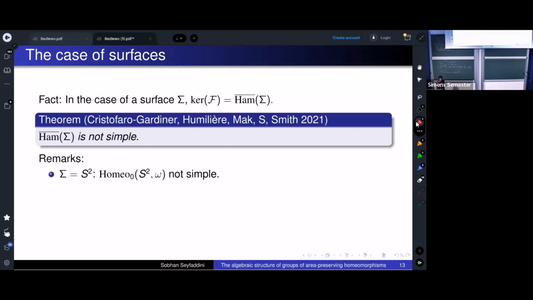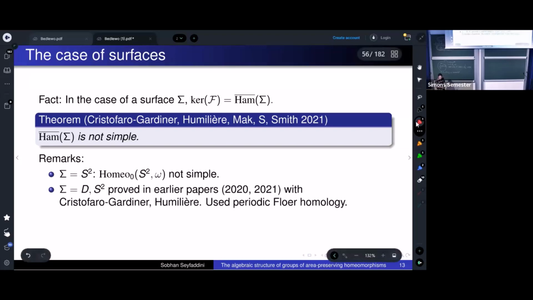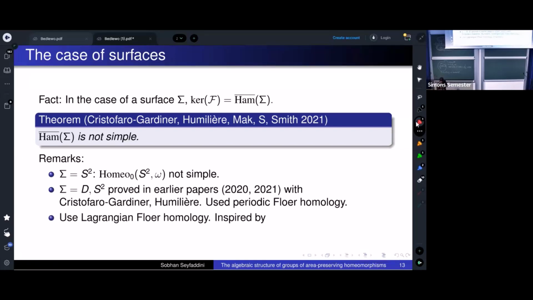Some remarks. In the case Sigma equals S2, this tells you that volume preserving homeomorphisms of the sphere are not simple. And this we had already proven, actually. The case of the disk, which I mentioned, and the case of the sphere, we had already proven in separate papers with Cristofaro-Gardiner and Humilière, and used there a flavor of Floer homology called periodic Floer homology, which we will not see in this lecture. However, what we use in the course of this more general theorem is another flavor of Floer homology called Lagrangian Floer homology, and I'll try to make an introduction to that.